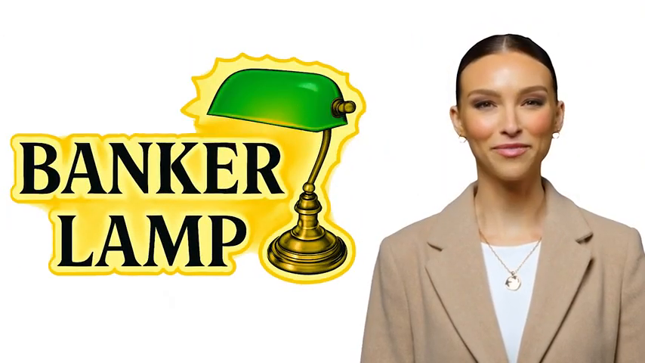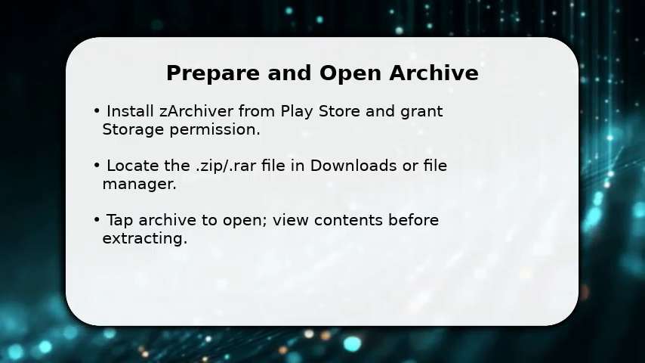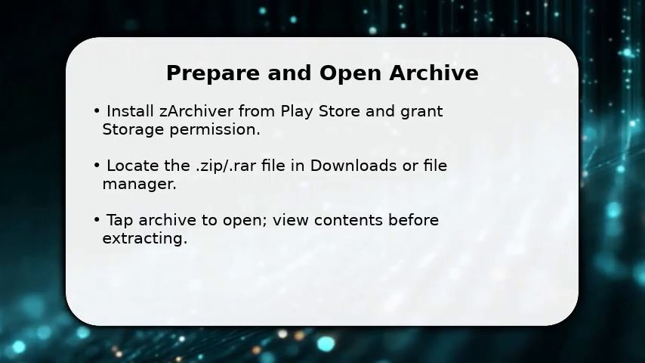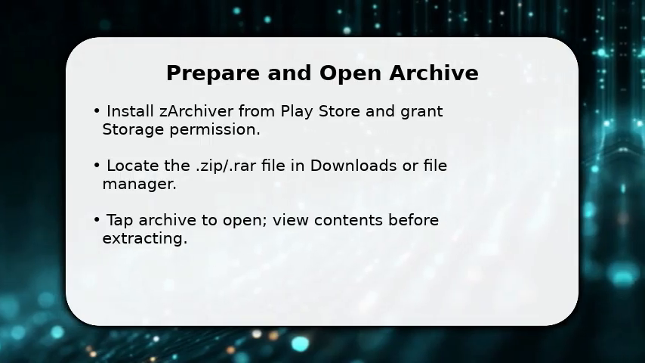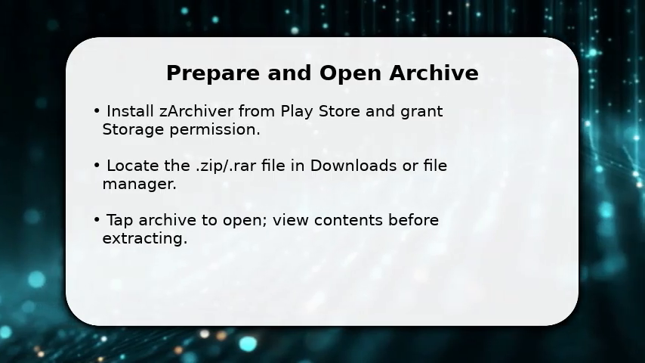Please enjoy the video. You start by opening ZArchiver and granting the app access to your files so it can read and write. Once done, navigate to the folder that contains the zip or RAR. Make sure you can see the archive size and modification date.